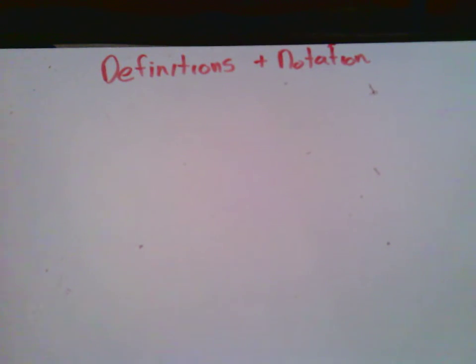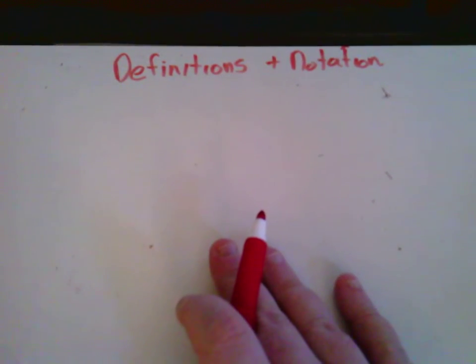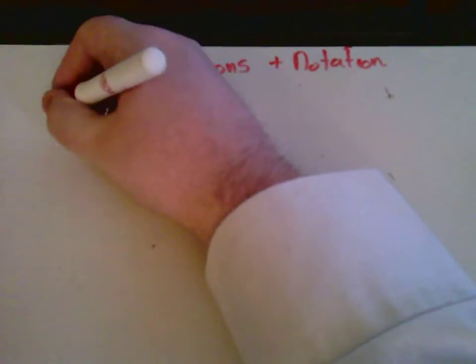Let's get started going over some definitions and notation. The very first thing that Euclid writes in Book 1 as definitions is a point is that which has no part.